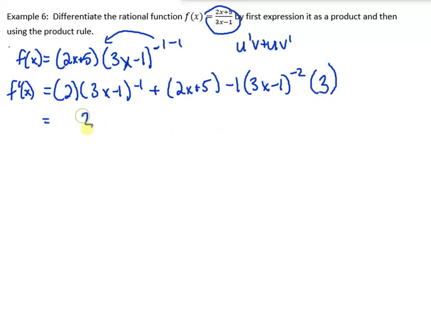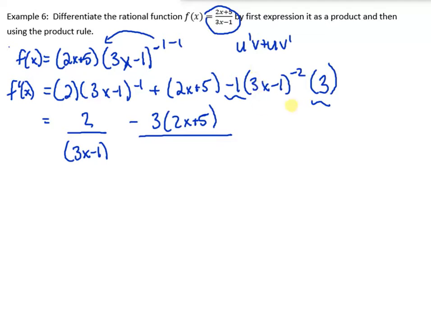Okay. In other words, this is going to be 2 over 3x minus 1 plus negative 1 times 3. This is actually going to be minus 3, 2x plus 5 over 3x minus 1 to the negative 2. This negative 1 should actually be in brackets so that we know that it's multiplication. Okay, and that's your derivative.